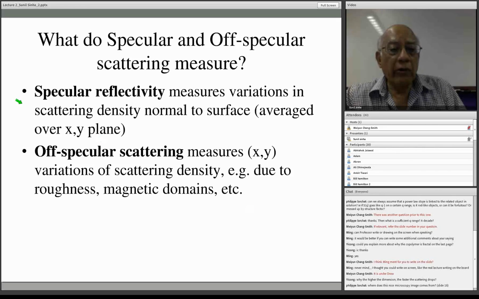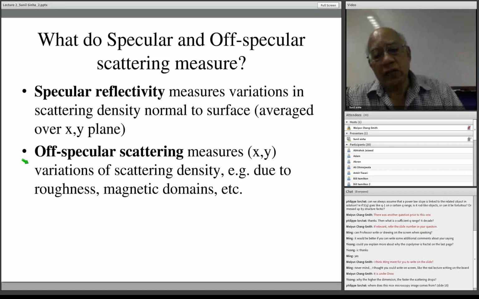So specular reflectivity measures the variations in the scattering density normal to the surface, averaged over the xy plane, whereas off-specular scattering measures the in-plane variations of the scattering density due to roughness, or in the case of magnetic films, magnetic domains, and so on.